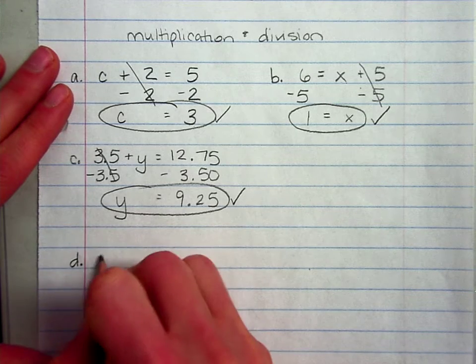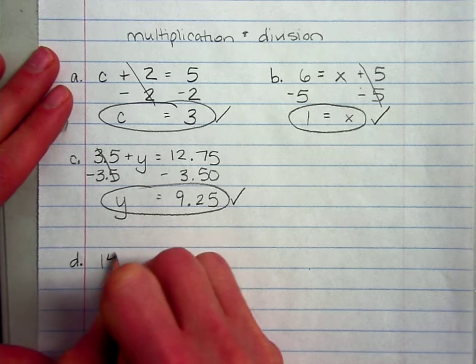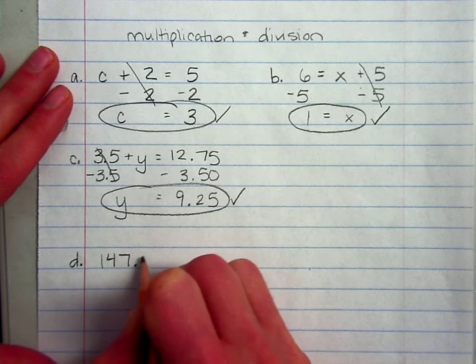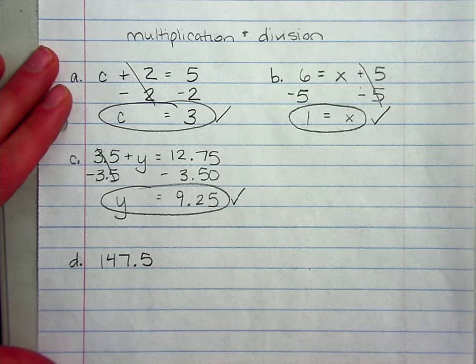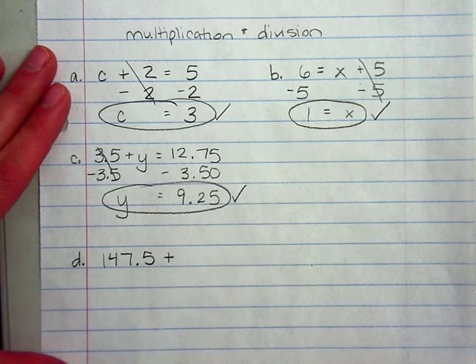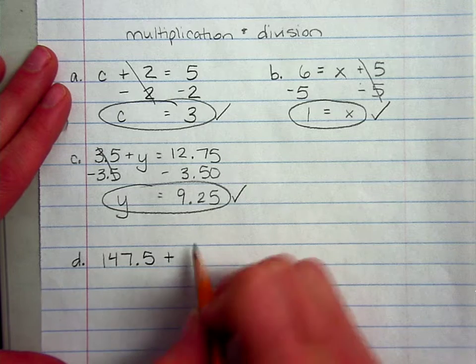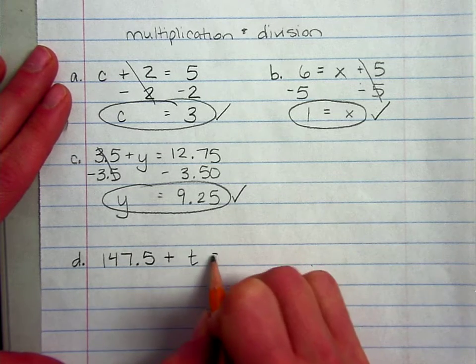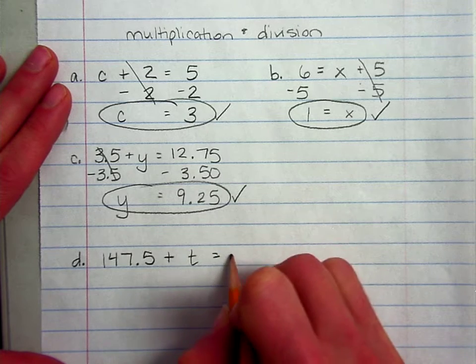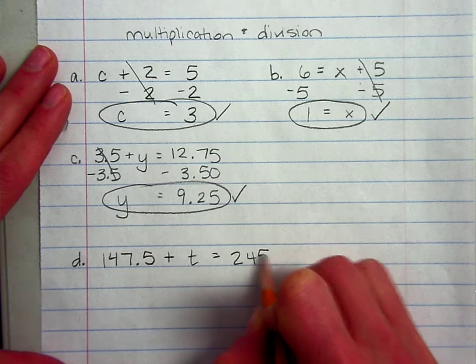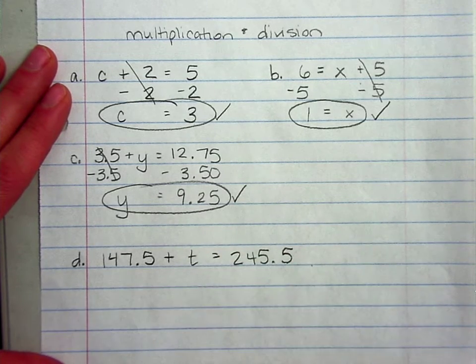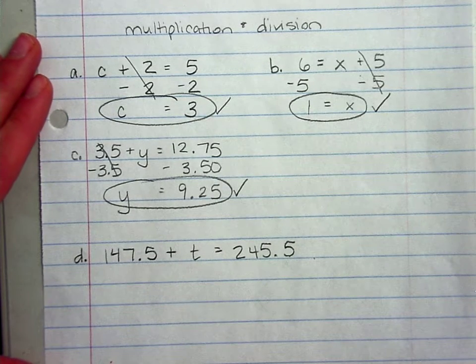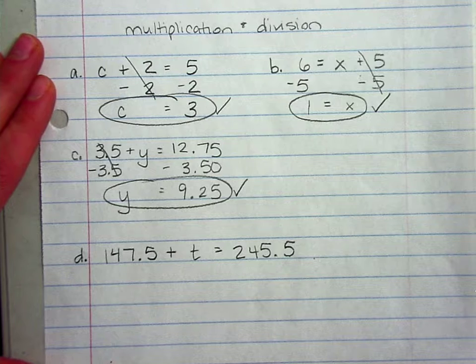Reuben's amount, which is 147 5/10, plus Tariq's amount, T, will give us their total amount of 245 5/10. So then it says to solve this equation, find out how many minutes belong to Tariq.